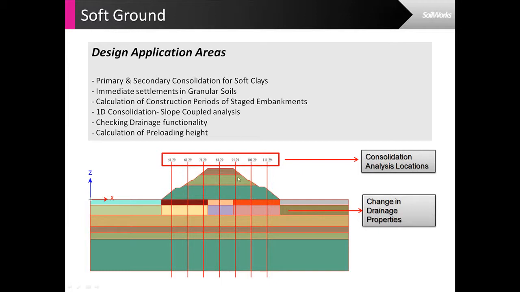As you can see here, these are the locations for my analysis of the consolidation analysis. And also we have the changing drainage properties that we can assign to different analysis cases. We can also have calculations of preloading height, and we can check the drainage functionality in the project. We can also have coupled analyses with 1D consolidation analysis and the slope analysis.